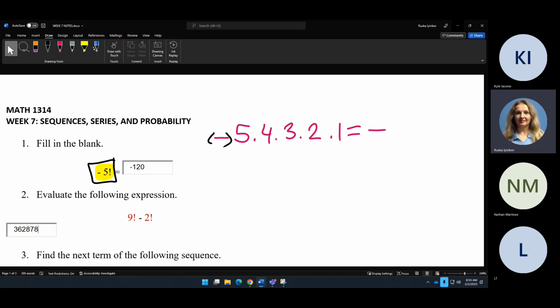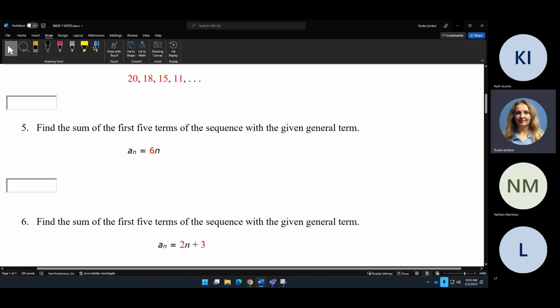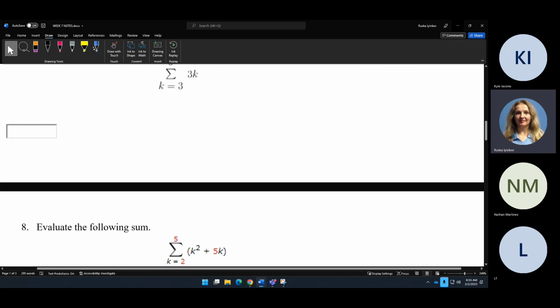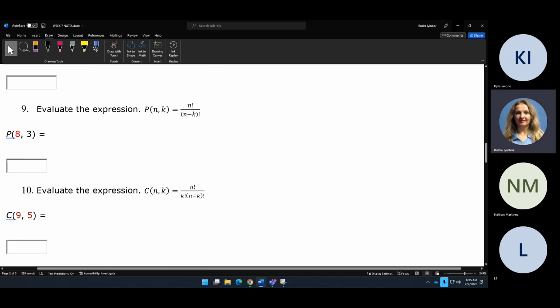So now let me put negative 120 here. Okay, so then you're going to the next one. I'm going to skip around a little bit because I'm going to use the calculator for permutation and combination. So I'm going to number 9 and number 10 first, because that's where you need the permutation and combinations. Okay, so what is permutation and combination?